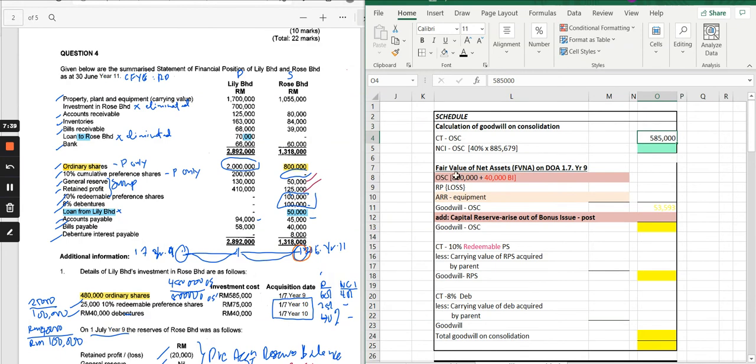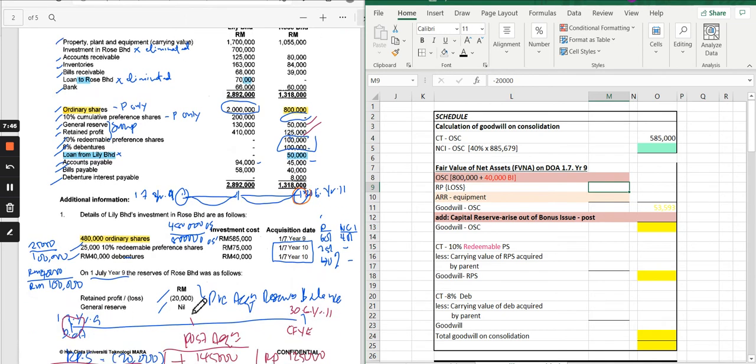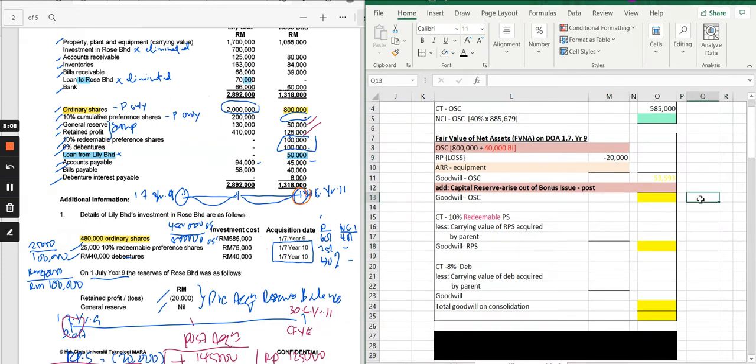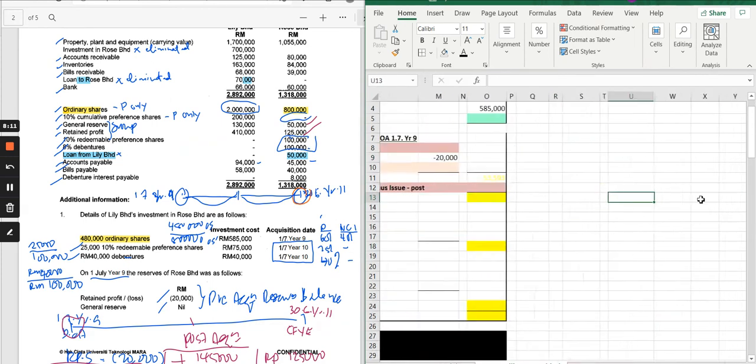All right, so that is from our information here. Then you have to find out the fair value of net assets. For the retained profit, if you include the reserve balances, you would see that it has a negative balance, so just put it in brackets, or just leave the negative sign there. Then you need to find out the pre-acquisition revaluation reserve due to the equipment. As I said, we are also doing the bonus issue, so let's do that first before we can calculate the goodwill.